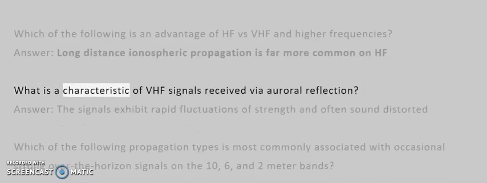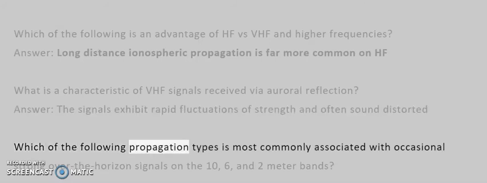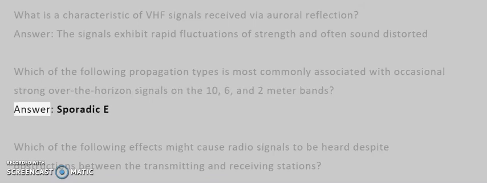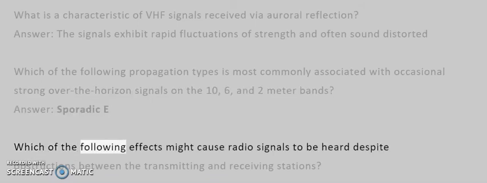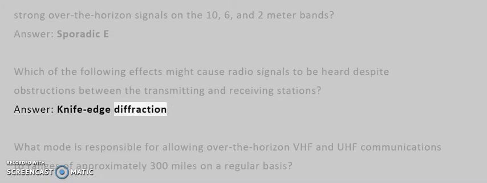What is a characteristic of VHF signals received via auroral reflection? Answer: The signals exhibit rapid fluctuations of strength and often sound distorted. Which of the following propagation types is most commonly associated with occasional strong over-the-horizon signals on the 10, 6, and 2-meter bands? Answer: Sporadic E. Which of the following effects might cause radio signals to be heard despite obstructions between the transmitting and receiving stations? Answer: Knife edge diffraction.